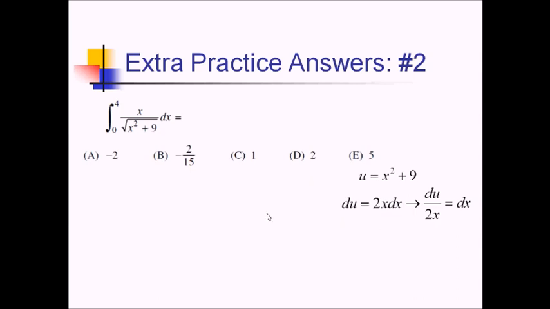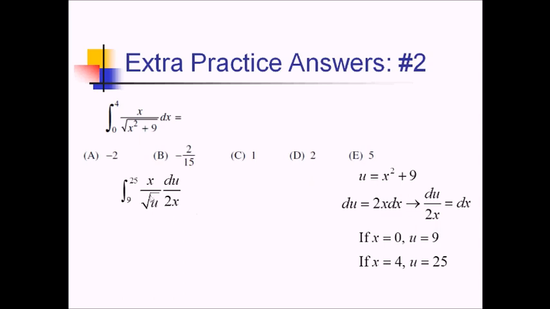But first I need to get my x values here and turn them into u values. So if x is 0, then u is going to be 0 squared plus 9, or just 9. And if x is 4, then I have 4 squared plus 9, which is 25. So then this is really the integral from 9 to 25 of x over square root of u times du over 2x. All right, let's clean this up a little bit.